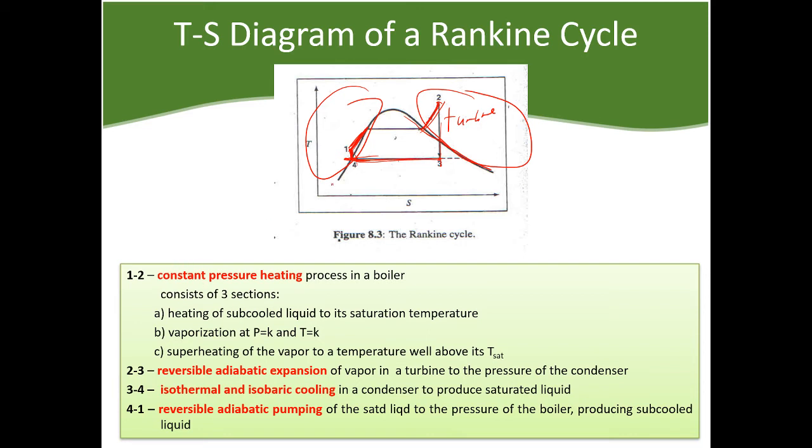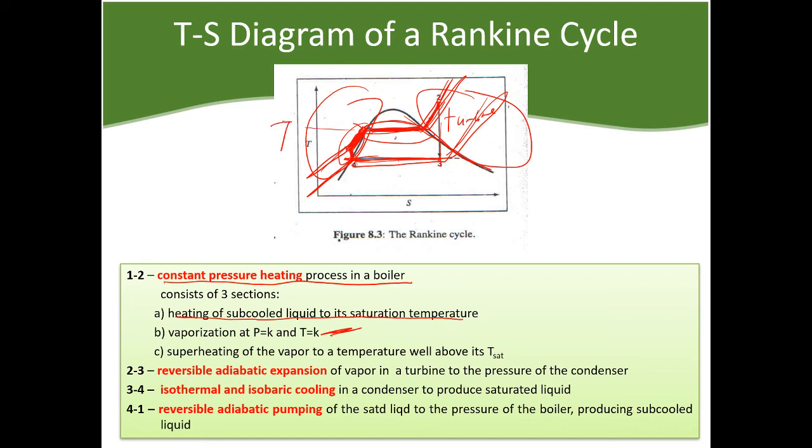So, from step 1 to 2, by the way, itong curve na to, yan, that's an isobar. Okay? And this one, that's another isobar. So, yung step 1 to 2, it's constant pressure heating process in the boiler. Na may tatlong section, yung heating of subcooled liquid to its saturation temperature, ito yon. And then, step 2, vaporization at constant pressure and constant temperature, ito yon, the horizontal line. So, constant temperature yan kasi horizontal line.